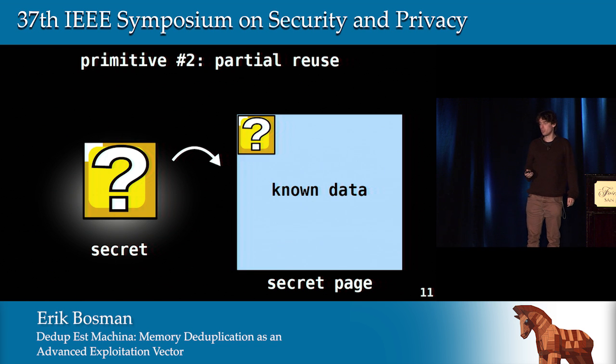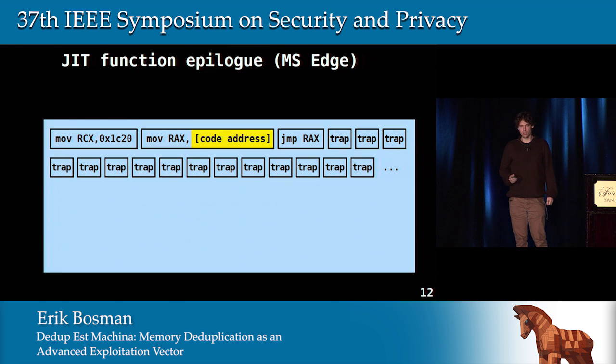We have a second primitive, where if you cannot control the alignment, but can possibly overwrite part of the secret in memory, we can reduce the entropy that way. So for our browser attack, we use the first method of controlling the alignment.